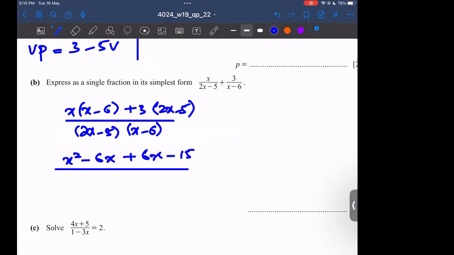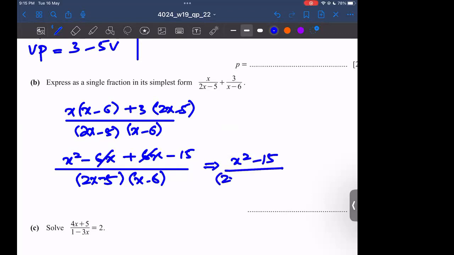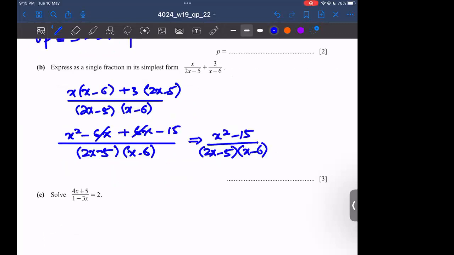You can multiply the denominator as well. It is not necessary that you multiply these denominators. You can just directly write 2x minus 5 into x minus 6 as well. There's no issue with it. In the numerator, you're going to have x square minus x plus 6x is going to be cancelled, minus 15. So this is going to be your final answer after simplification.